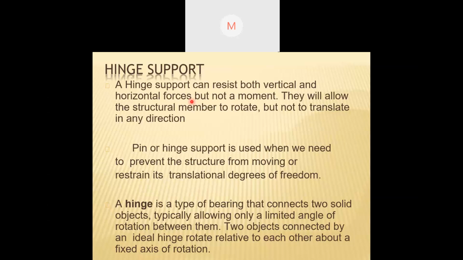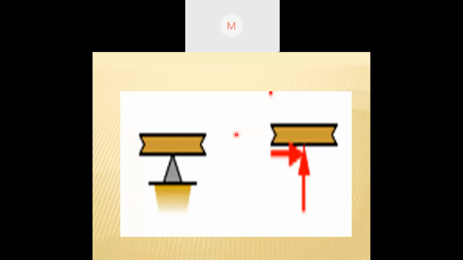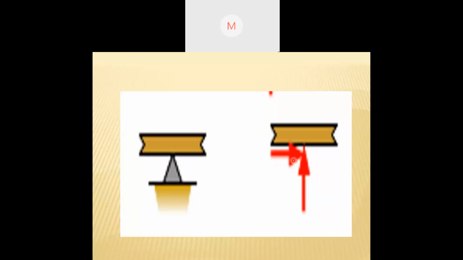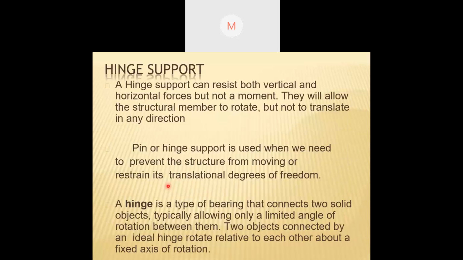Now if you can see in the next slide, look at this. If there are some circular members present, then we could have denoted it as a roller, but right now it is not a roller, it is a hinge. So in hinge support, what happens? It can resist both vertical and horizontal. Look, for this portion here, there may be forces from this side as well as this side. So if a hinge is there, then it can resist both these, but it cannot resist moments.